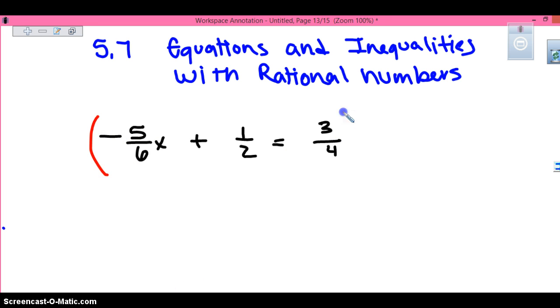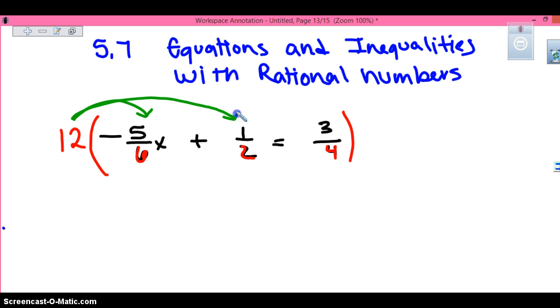To clear the fraction, we have to find the least common denominator of all of these fractions. So the least common denominator of 6, 2, and 4, or we need to find a multiple of 6, 2, and 4. The least common denominator here would be 12. Then we're going to multiply 12 times everything, or we're going to distribute 12.